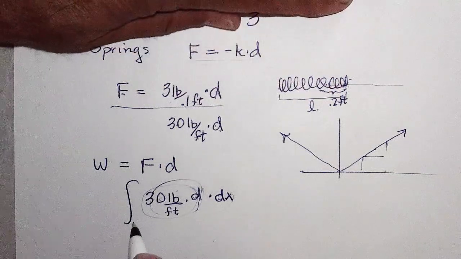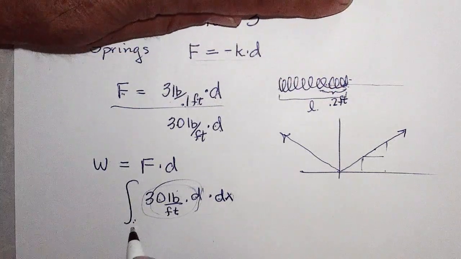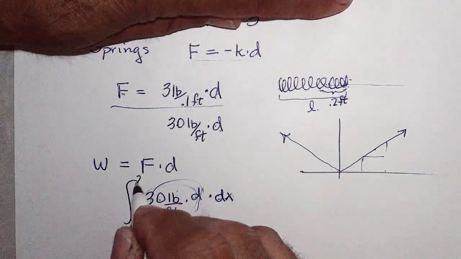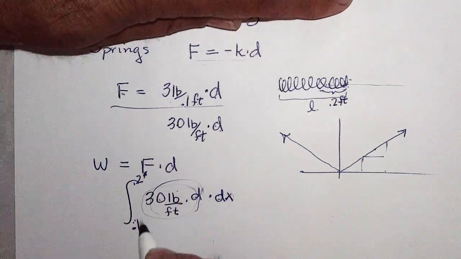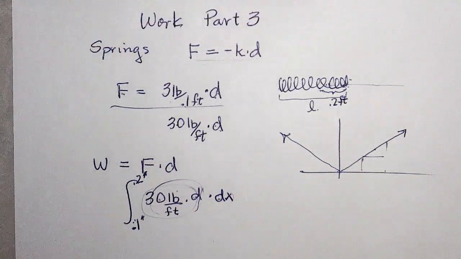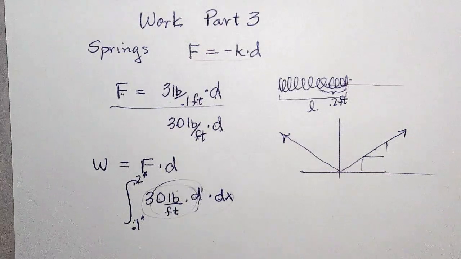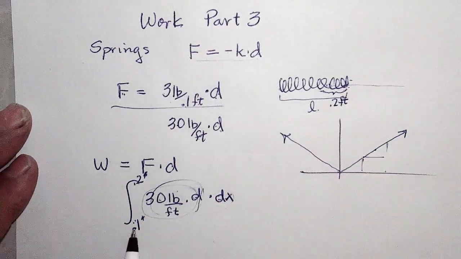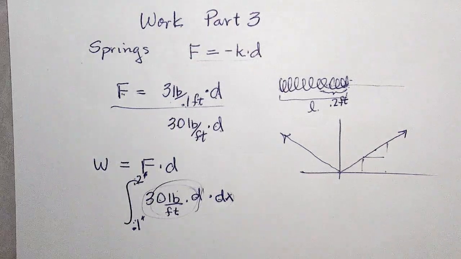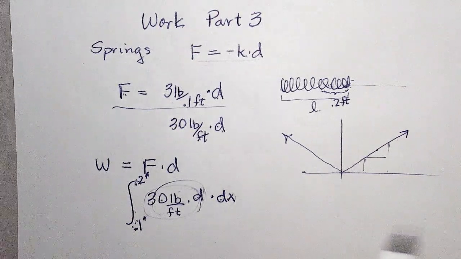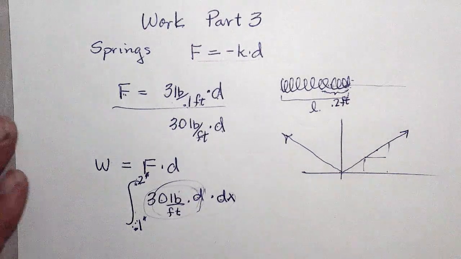Let's say you went from 1/10 of a foot to 2/10 of a foot. That would be the work in foot-pounds put into compressing the spring from 1/10 of a foot to 2/10 of a foot. And it would be the same for stretching it from 1/10 of a foot to 2/10 of a foot.